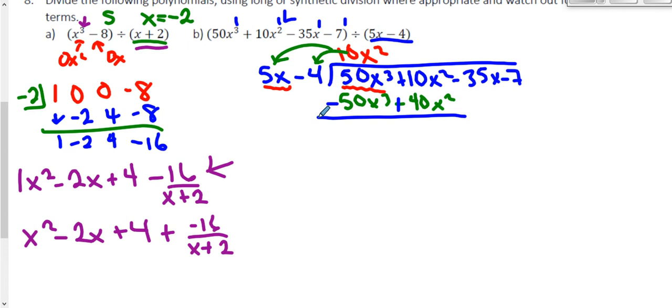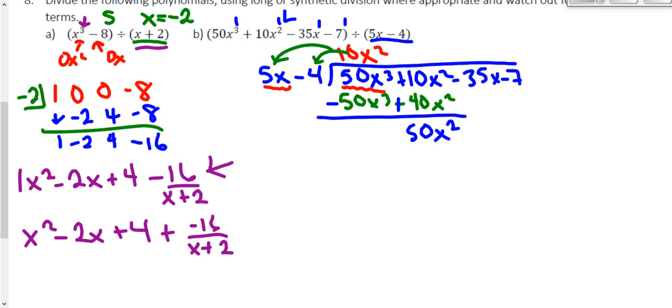Now when we add up and down, my 50x cubes will cancel. I'm not even going to write them there. And then I have 10x squared, and I'm going to add 40x squared, so I'm going to end up with a positive 50x squared in this step. I will bring down my next term, negative 35x, and I'm going to go ahead and do this process again.